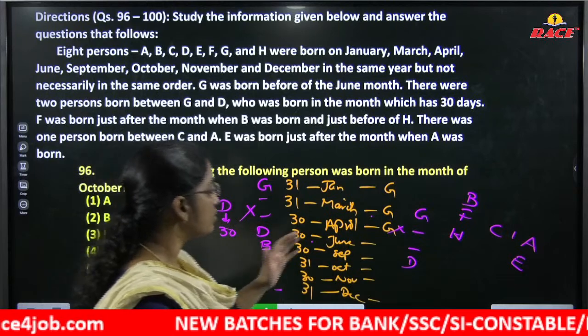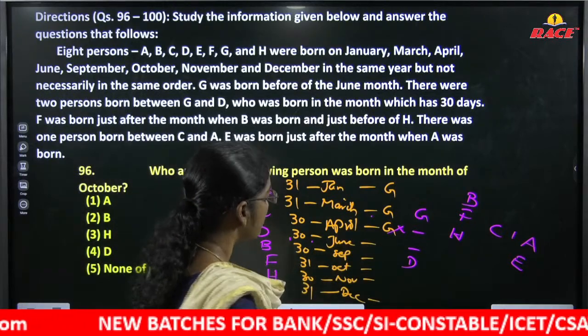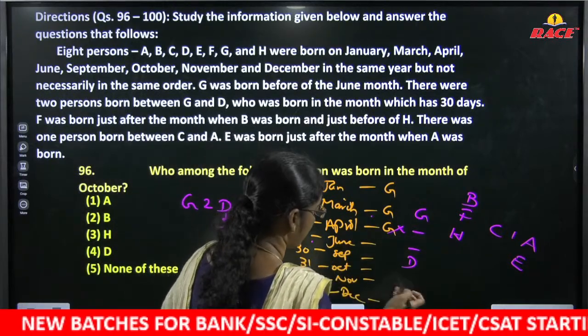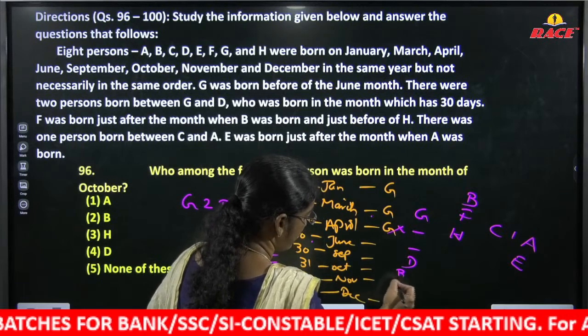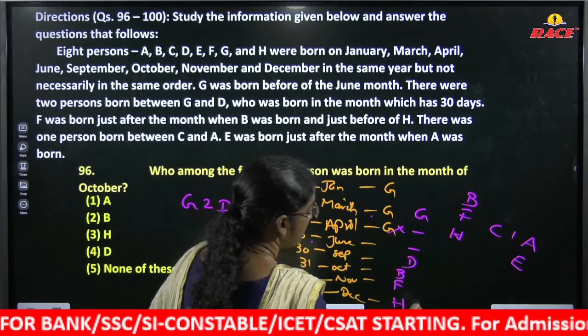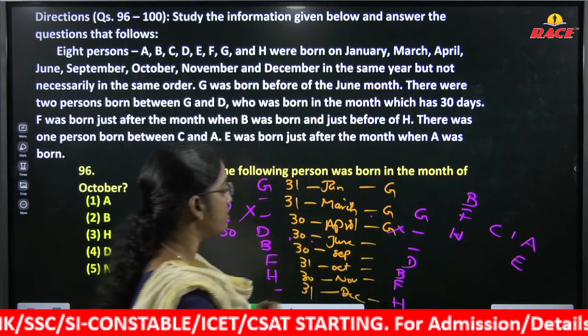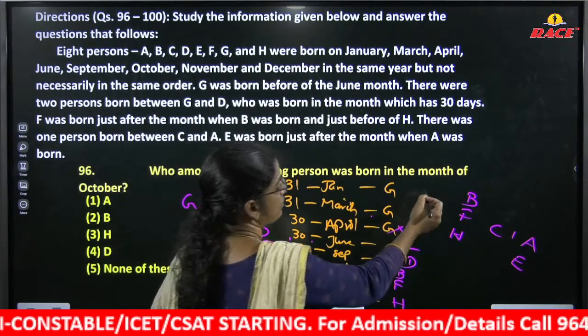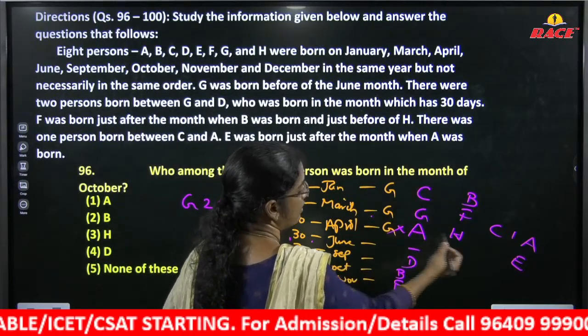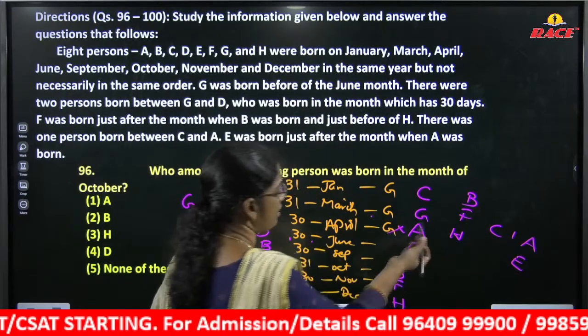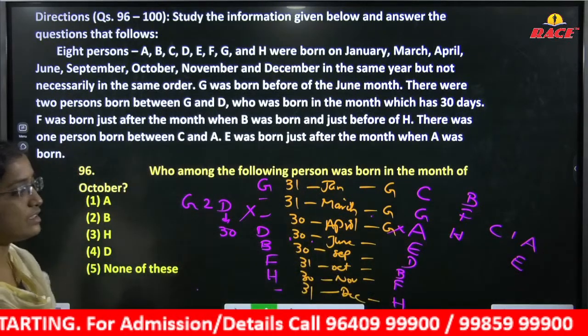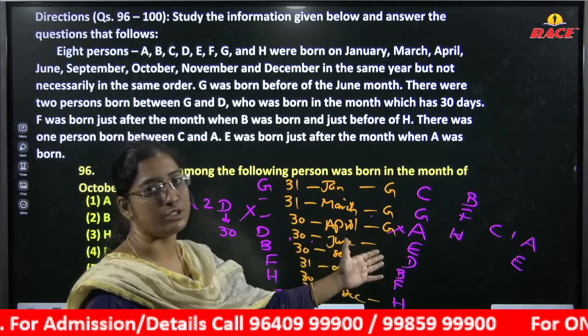Then coming to the right side, we need three immediate places for B, F, H. Here we have three immediate places, so I'm taking B, F, H here. Then in between C and A we need one position, so I'm taking C here and A here, and E is next to A. All conditions are satisfied for the right side arrangement. That means definitely this arrangement is the correct one.